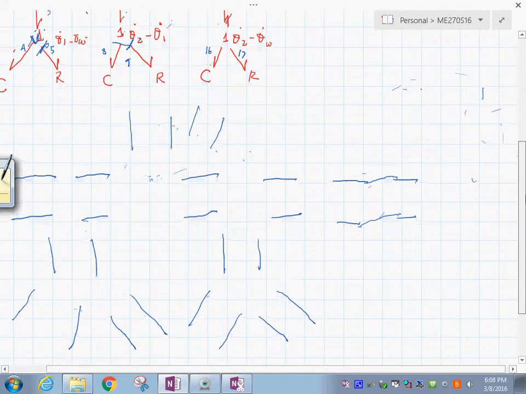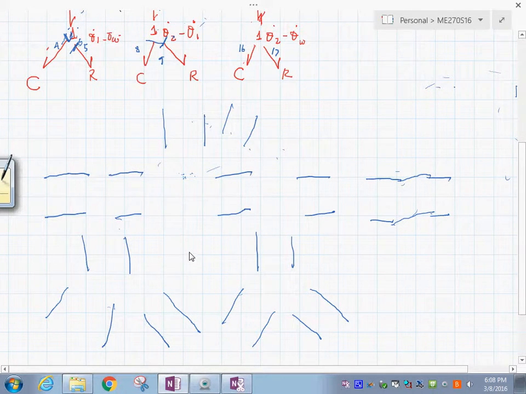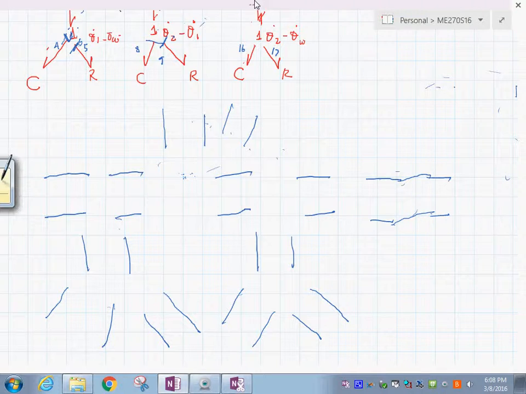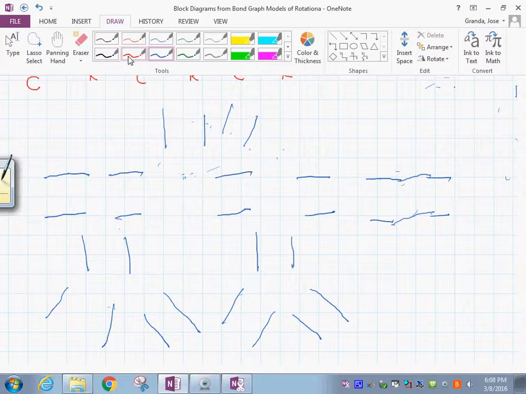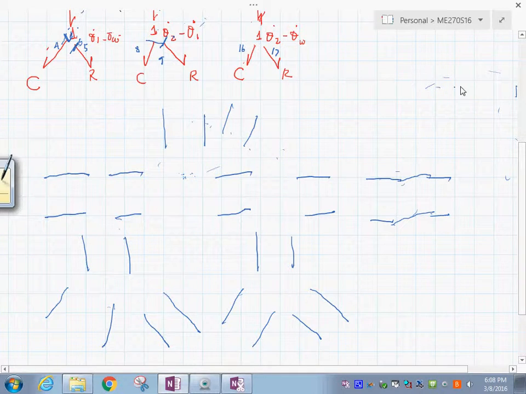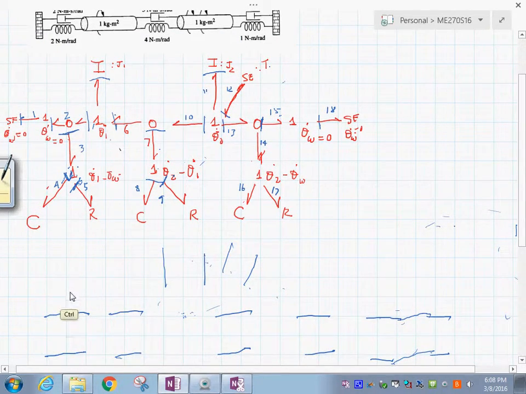Okay, so let's just do the ones that we can do here. What we're doing is we're going to put all the constitutive laws that we know. SF1, and then in here the signal goes from right to left. So this is an example.